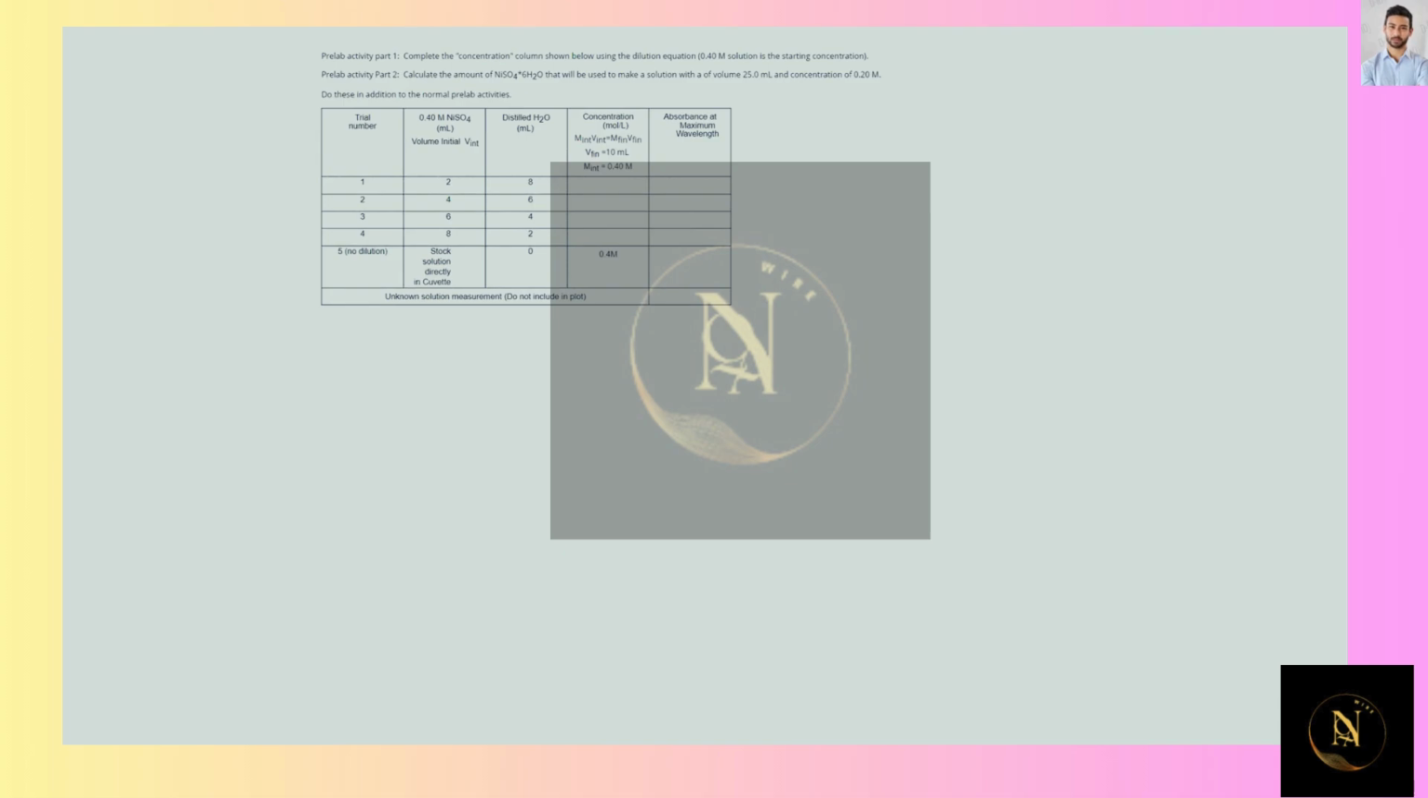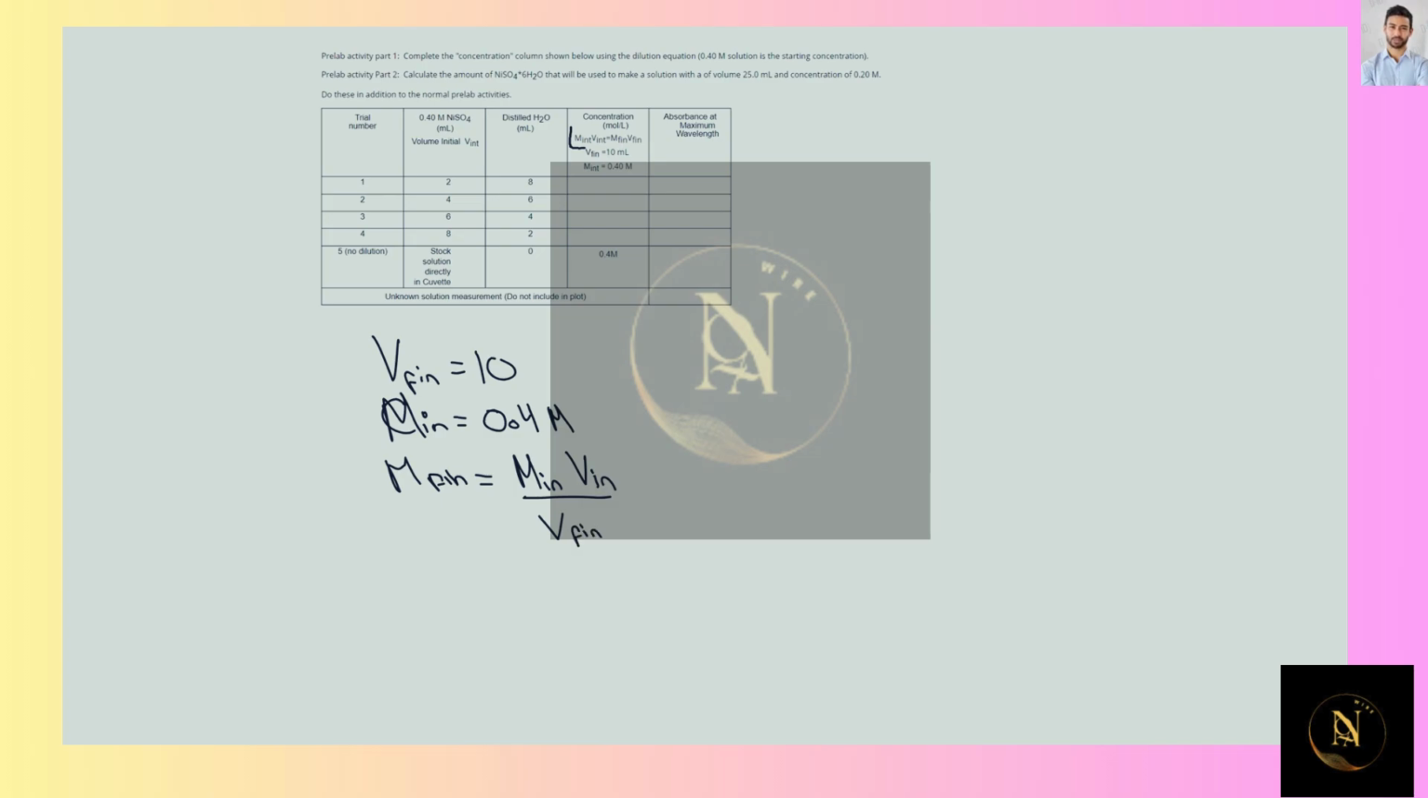So for the first one, we essentially need to apply this formula in order to get the final concentration. We're told that the final volume is always going to be equal to 10. The initial concentration, or the initial molarity, is going to be equal to 0.4 molar, and we want to know what the final molarity is going to be. The final molarity is going to be equal to initial times the initial volume divided by my final volume.